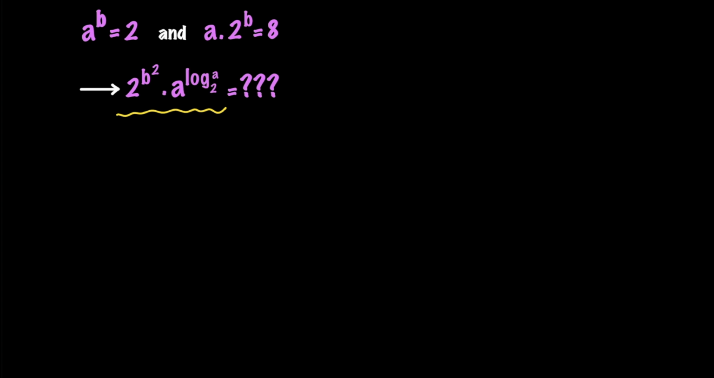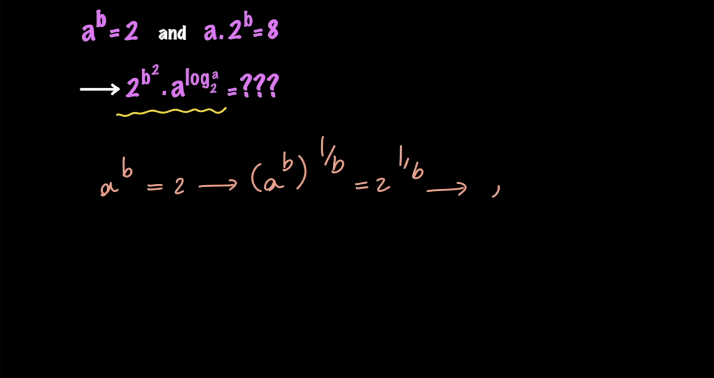And first of all, let's start with the first equation. We are given that a to the power of b equals 2. So I'm going to do two things. First of all, I'm going to raise both sides to the power of 1 over b to get this. And from this, I can say that a equals 2 to the power of 1 divided by b.